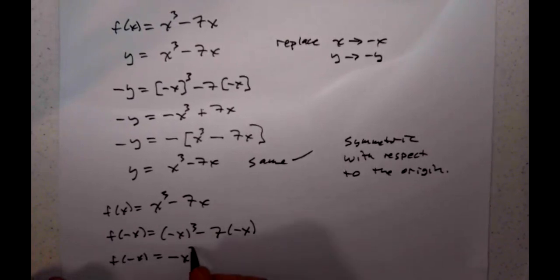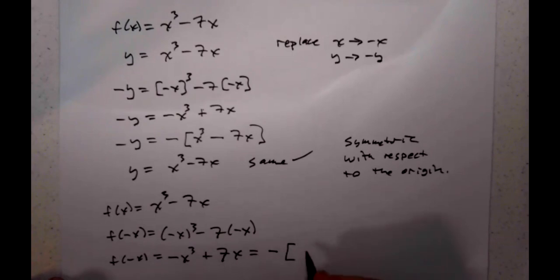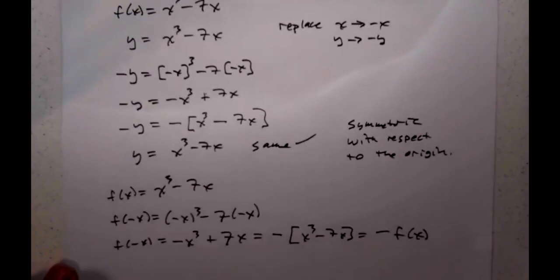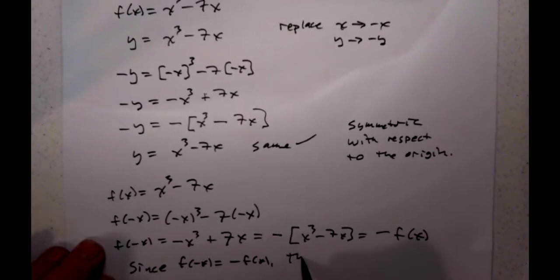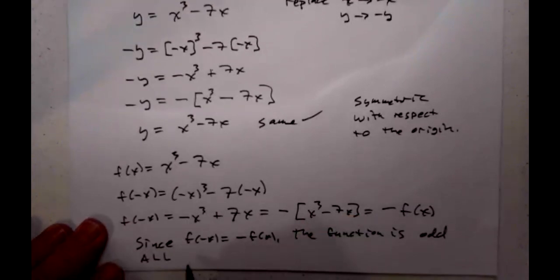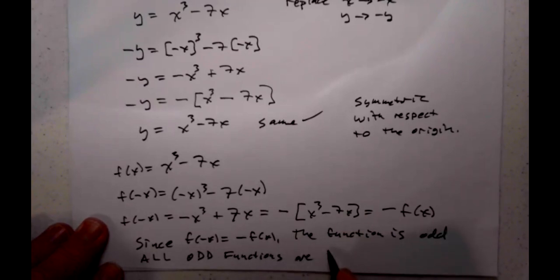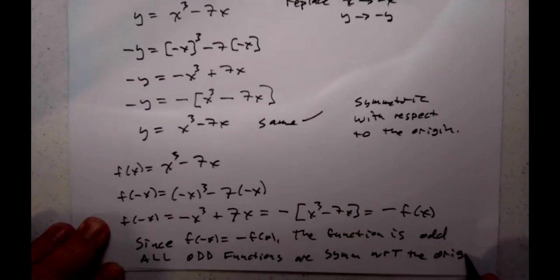F of negative x is negative x cubed plus 7x, which is the same as the negative of x cubed minus 7x, which is the negative of f of x. Since f of negative x equals negative f of x, the function is odd. All odd functions are symmetric with respect to the origin.